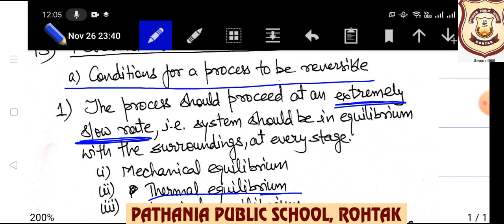In fact, all spontaneous processes of nature are irreversible. For example, transfer of heat from a hot body to a cold body, ordinary expansion of gas, diffusion of gas, and stopping of a moving body through friction are all examples of irreversible processes.